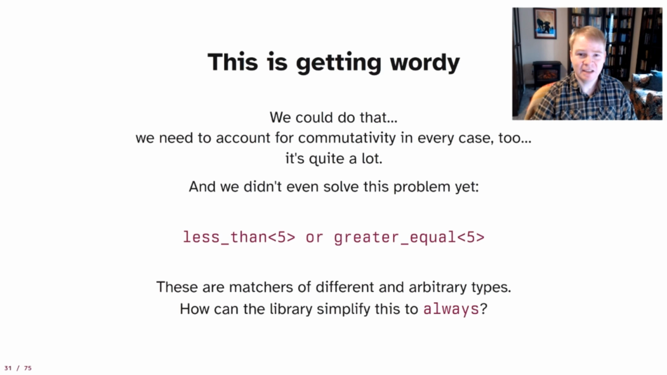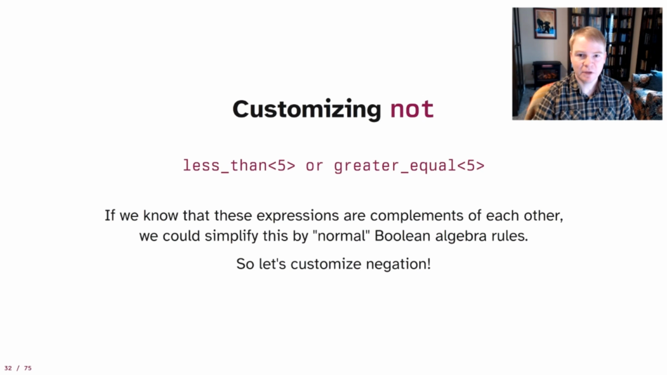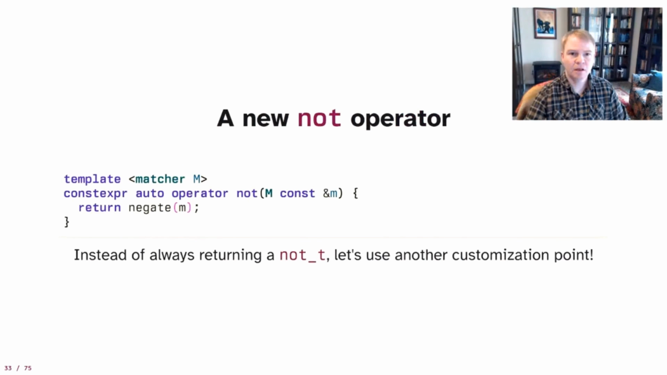How do we simplify less than 5 or greater equal 5? We know this should simplify to always, but these matchers are different types. How does the library simplify this? If we could know that these matchers are complements of each other, we could simplify the expression. Maybe we can do that by customizing the application of not.